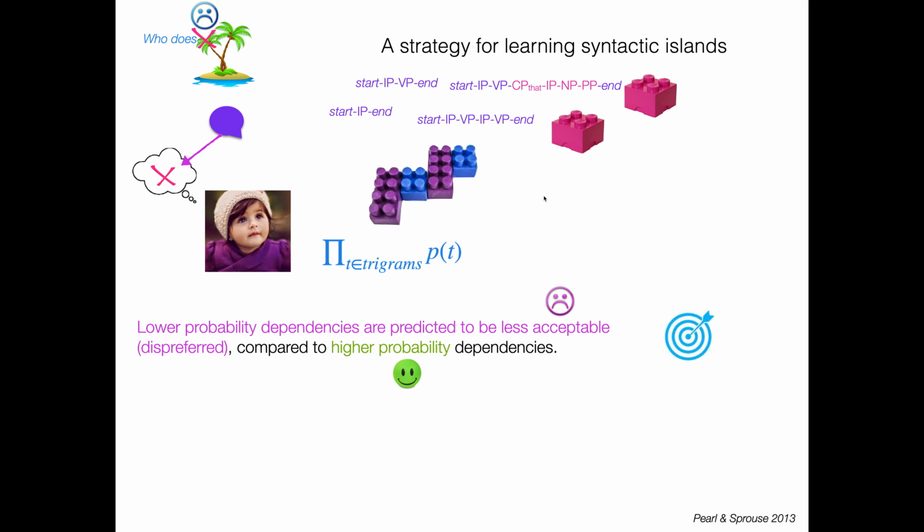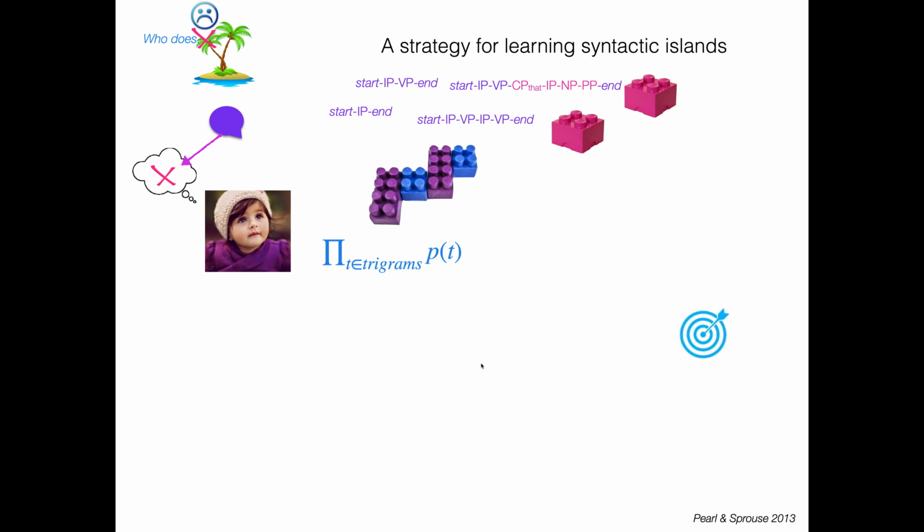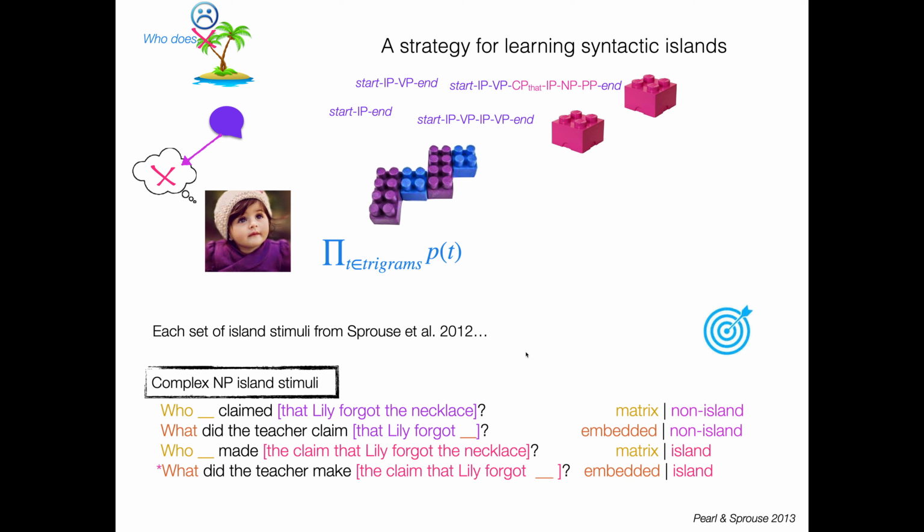So by using this strategy, we get a probability for any WH dependency we like, using this approach. And the idea is that if we're going to map this to acceptability judgments, lower probability dependencies are therefore predicted to be less acceptable, to be dispreferred, compared to higher probability dependencies, which are going to be more acceptable, preferred. And so we can do this for each set of the EyeLands stimuli from Sprouse and colleagues 2012 that we got those judgments from before.